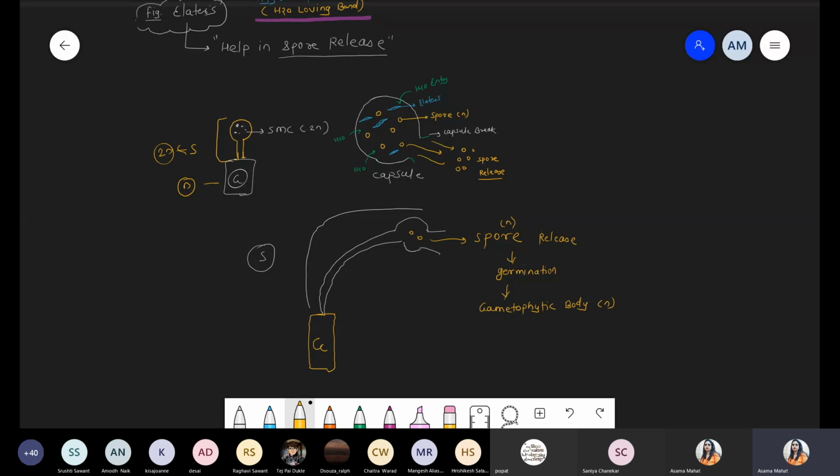Rishikesh, once that capsule gets burst, that sporophytic body is entirely dead. Because what is the main function of the sporophytic body? To release the spores. Once the work is done, the body becomes dead. Means the sporophytic body becomes dead.